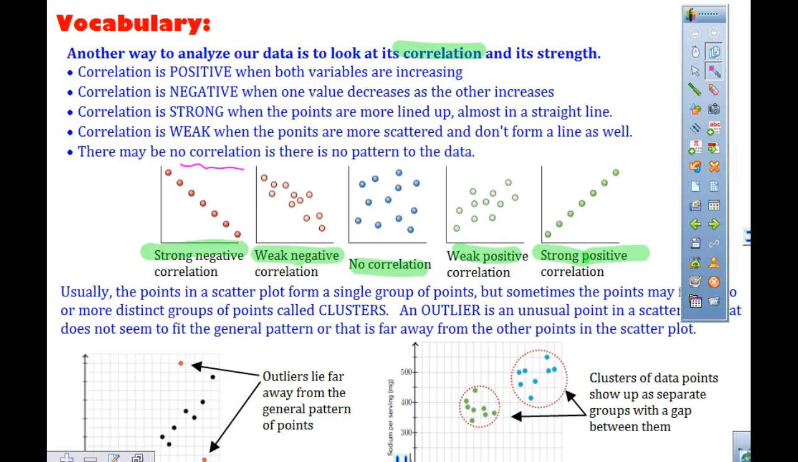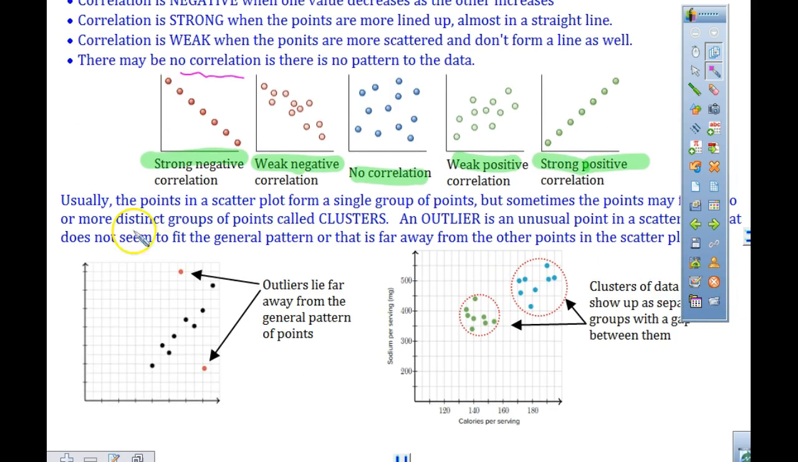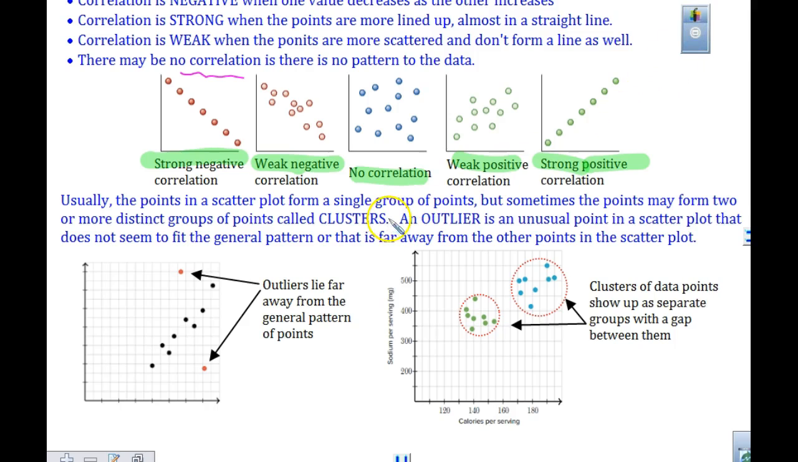As we continue looking, Jack, you want to read that next part usually? Usually the points in a scatter plot form a single group of points, but sometimes the points may form 2 or more distinct groups of points called clusters.